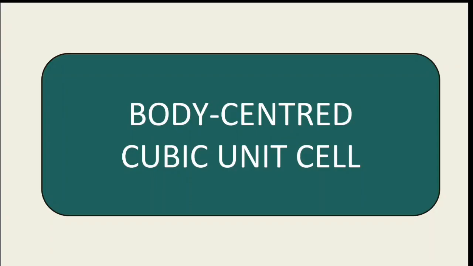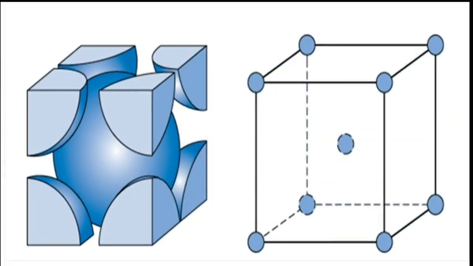Now the second one is the body centered cubic unit cell. We have already discussed the primitive cubic unit cell. Now the next one is the body centered cubic unit cell. Quickly rewind, what is a body centered cubic unit cell? You know that it has atoms at its 8 corners, plus 1 atom at its center, the body center, isn't it? So there are altogether 8 corner atoms plus 1 at the center. We are going to calculate how many atoms are present in this body centered cubic unit cell.